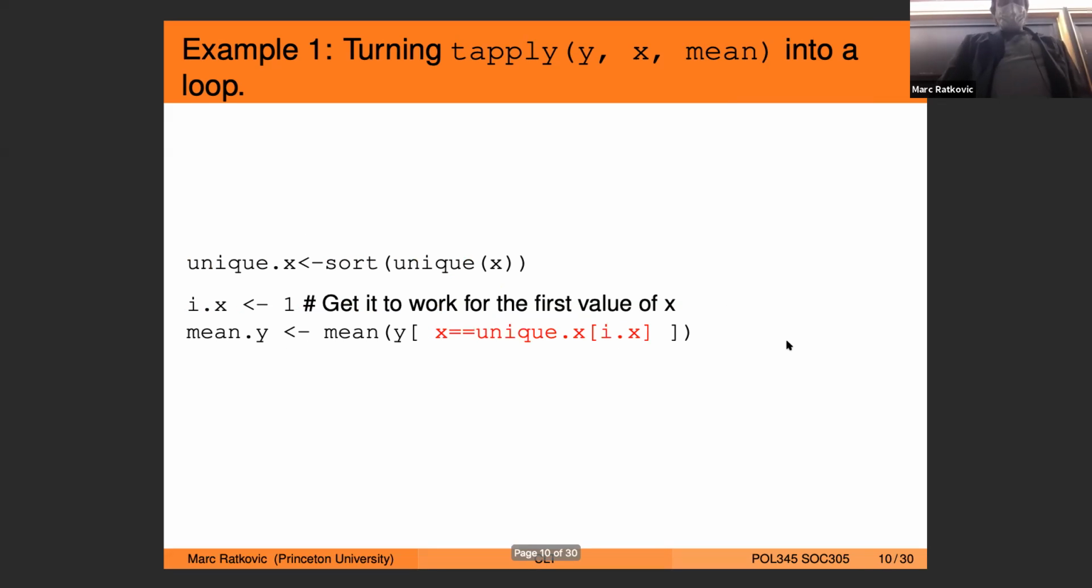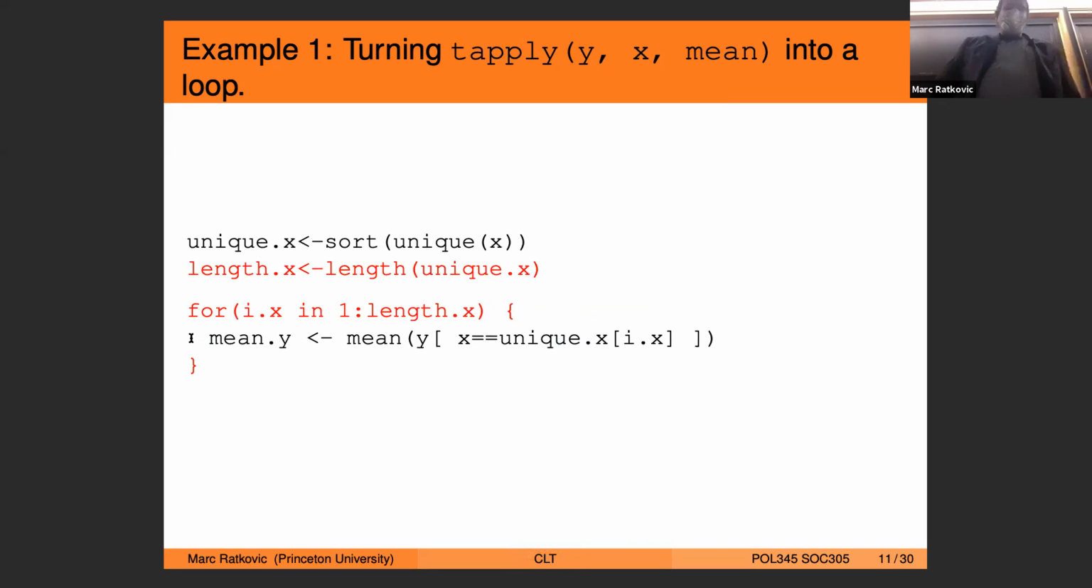The next step, and this is going to be the guts or the inner workings of the loop itself. The next step is we're going to embed this in a loop. So the lines we're adding now are in red. So in order to do this, we need a variable length.x, which is just the number of unique values of X. And we're going to add this for command. So this is saying for I.X in 1 to length.x, do this.